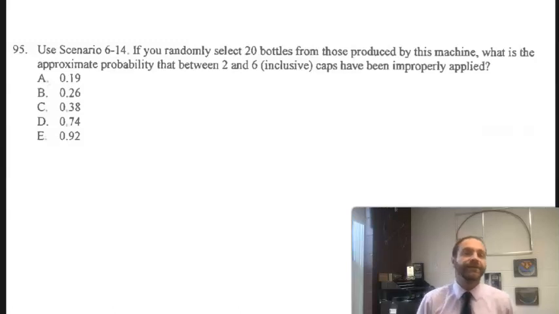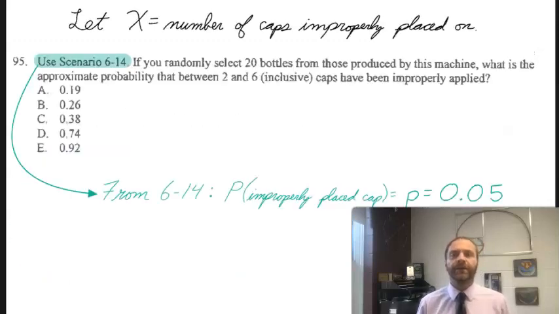We're looking at question 95 on the AP midterm review, and in this one we're told to use scenario 614. We'll talk about that. First off, that scenario tells us that we have a probability of improperly placed bottle caps of 0.05. We also had a random variable: let X equal the number of caps improperly placed. So that's the scenario from 614.